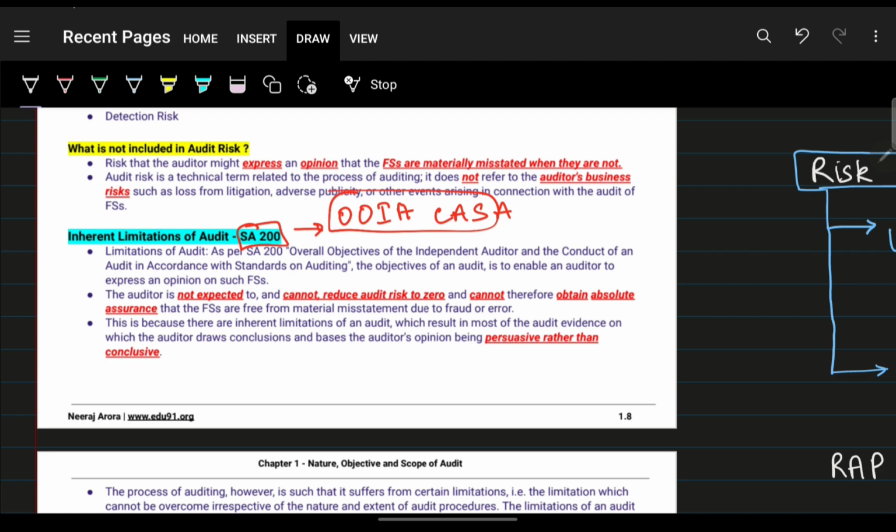Right? So this is your acronym, right? That's how I was taught by Edu 91. I remember Neeraj Arora sir keeps saying that there are people who keep teaching but without giving him credit. I didn't want to be that, so with due credit over here, right?